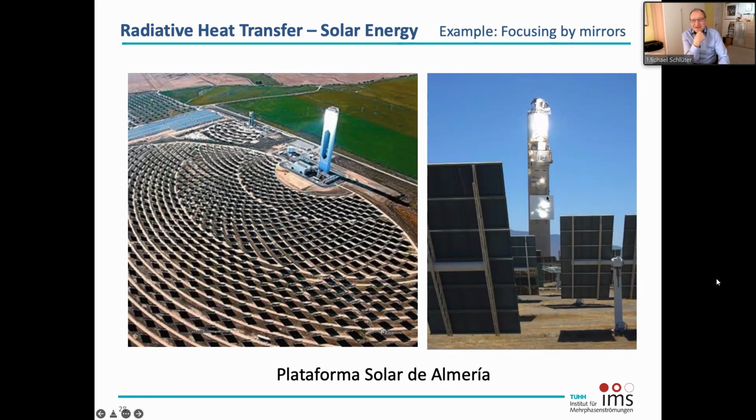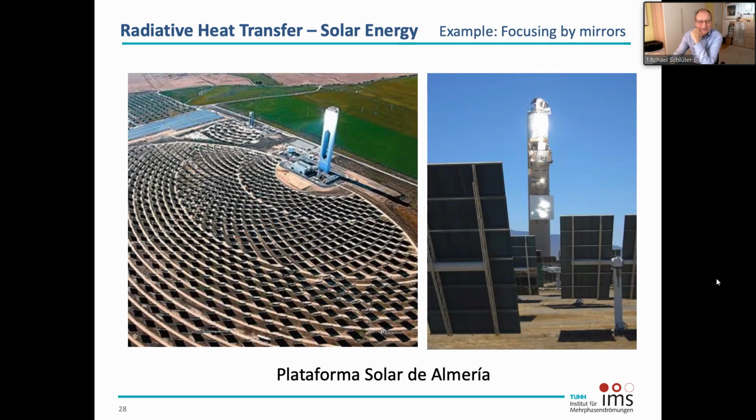And I have been there. It's very, very impressive to see how all the mirrors are, let's say, calibrated on this white spot. And then if all the mirrors are calibrated on this very, very bright spot, then it turns up to the boiler. It's very impressive to see, and it's a lot of energy that is collected from sunlight.